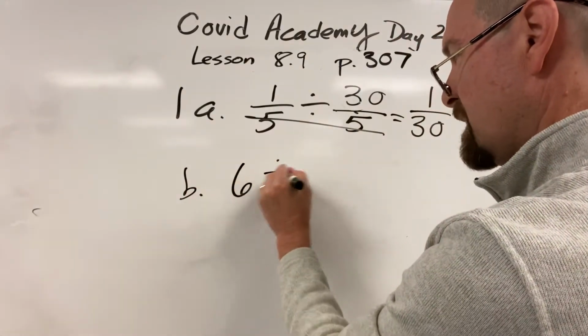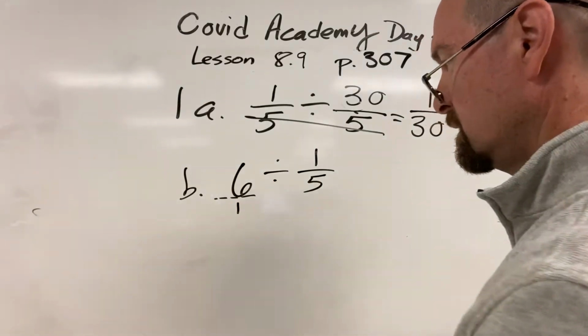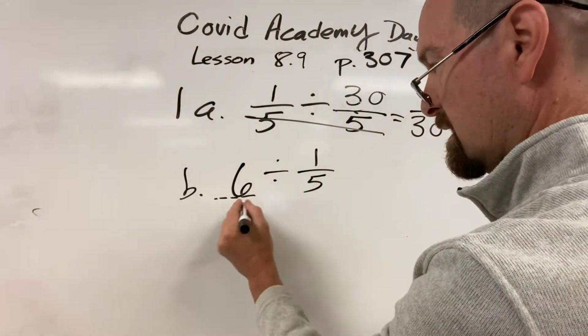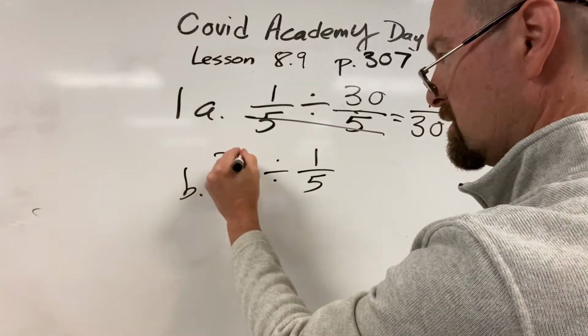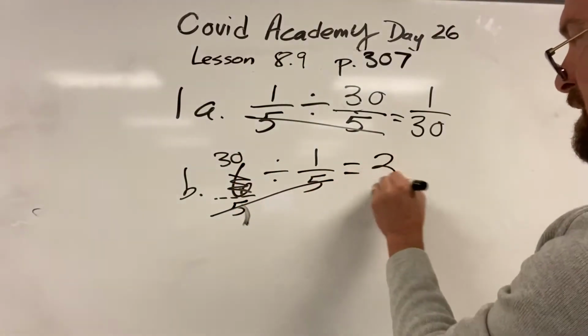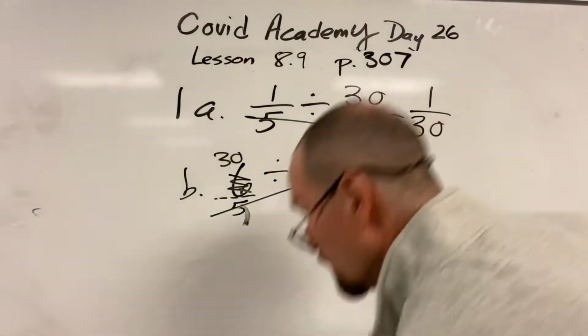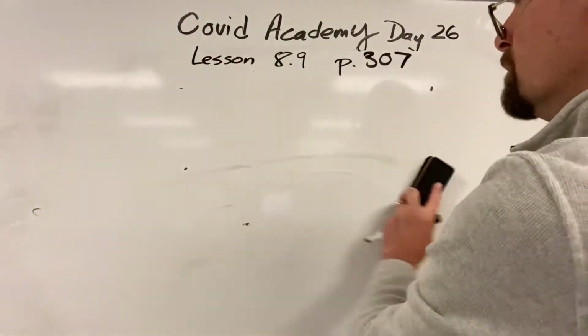6 divided by 1/5. Okay, it's over 1. Same deal. I'm going to make that 5. That's 30. These still go away, but this time it's 30 divided by 1. 30 divided by 1 is just 30. And that is the answer to number 1. Let's do number 2.